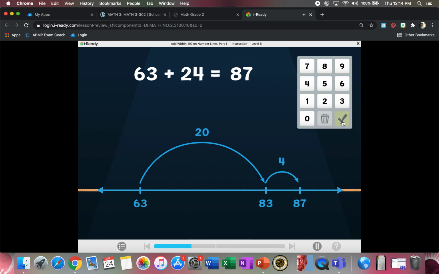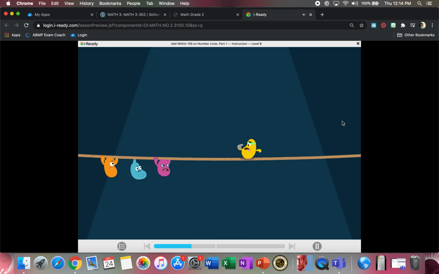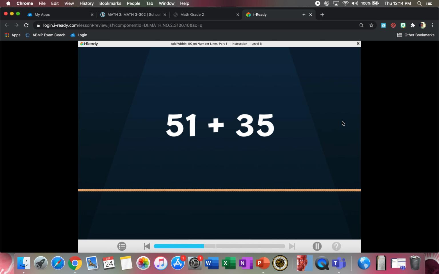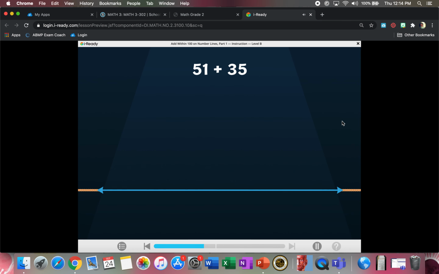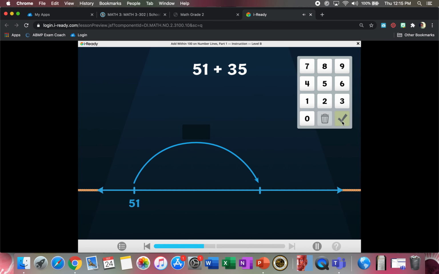Excellent. 63 plus 24 equals 87. Let's find 51 plus 35. We'll start at 51 and add on the tens and ones from 35. First, make a jump to add the tens. Enter the number you are jumping.